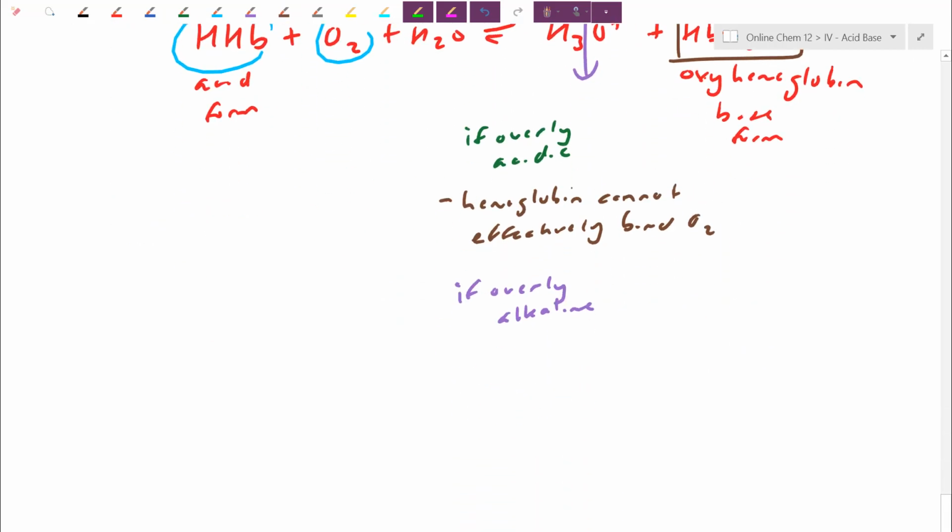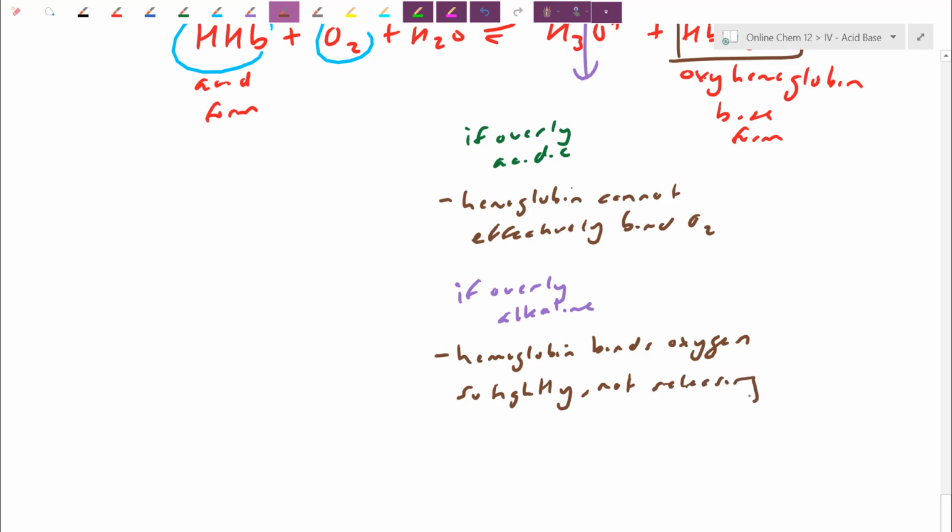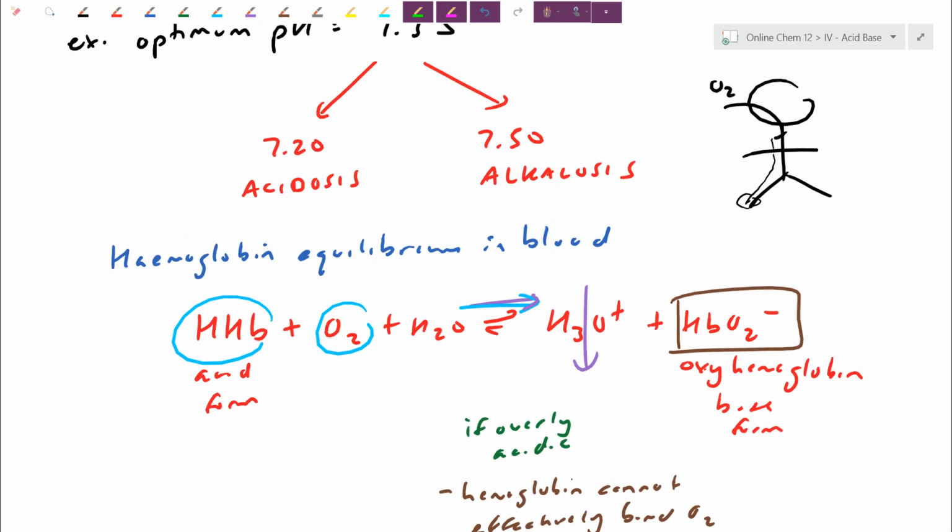So what ends up happening, yep, no problem with the binding, but the hemoglobin binds oxygen so tightly, not releasing it to the rest of your body. Right. You'll notice that if the optimum pH is 7.3, it doesn't need to get way too acidic or way too basic, and it can already cause problems with this hemoglobin equilibrium.